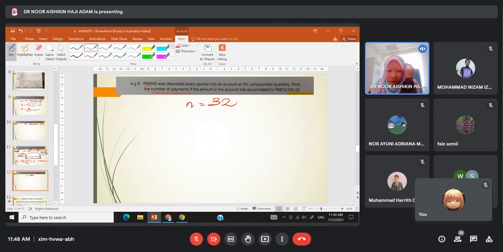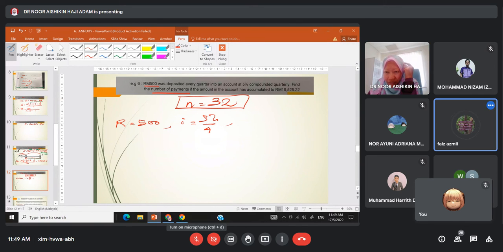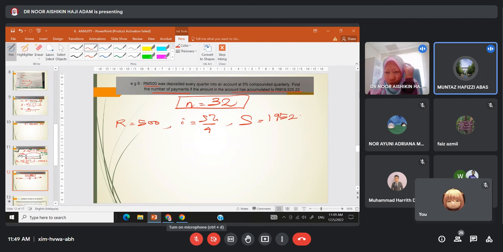Now, what do we have here? What is that 500 ringgit? Please jawab. R. Thank you. R equals 500. What else do we have? I. What is I? 5% over 4. Betul. 5% over 4. Lagi? What else do we have? S. What is S? 19? 525.22. Tuliskan macam ni, Adriana.